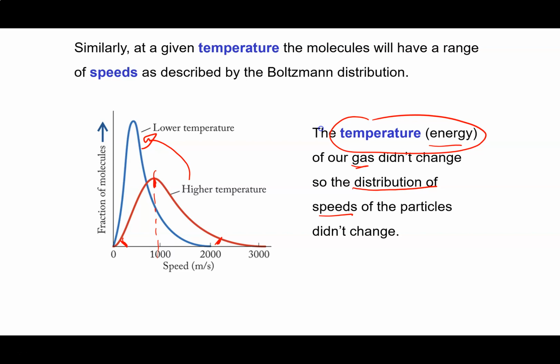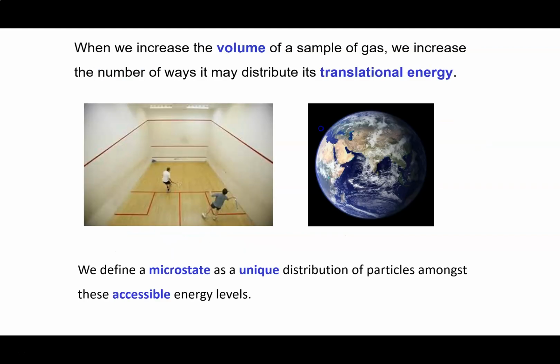So what does change? We've talked about how fast they're moving, we've talked about how they're rotating and vibrating. What is different about the gas when it is outside the tire? Well, when we increase the volume of our sample of gas from being inside the tire to being just in the atmosphere, what we have increased is the number of ways that it can move, the number of ways that the gas particles can distribute their translational energy.